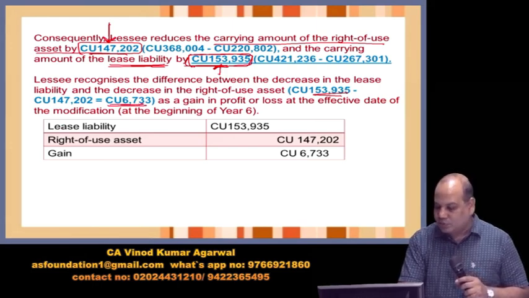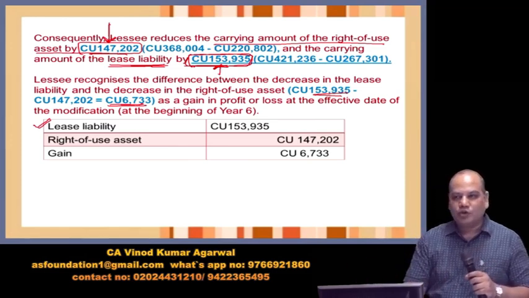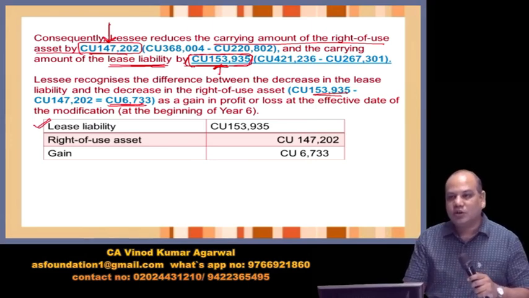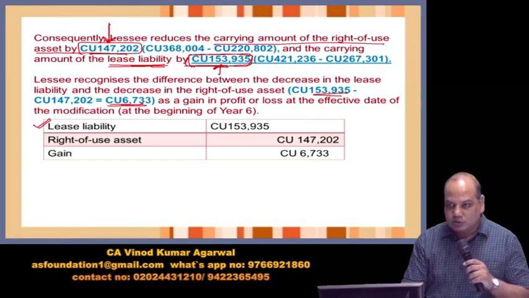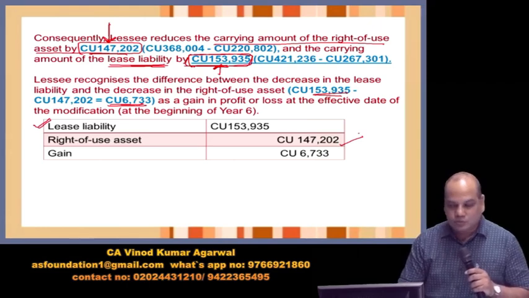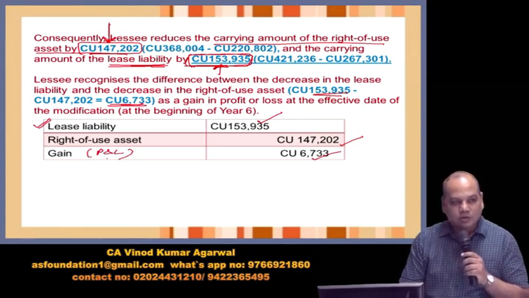So the journal entry to be passed would be, which we learnt in the previous problem also, if only the lease term gets reduced in this problem, for example, you will first calculate the gain or loss due to reduction in scope. This is how you will do the calculation. Reduction in the asset, 147,202. Reduction in liability, 153,935. And the difference, gain, you will transfer to profit and loss.